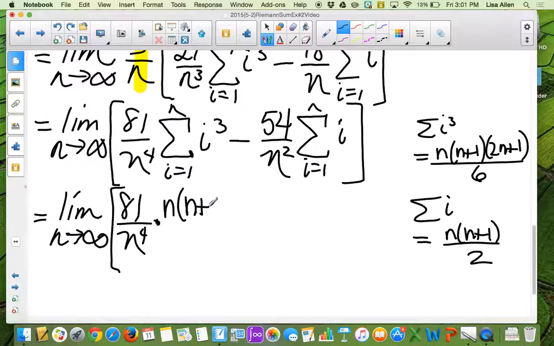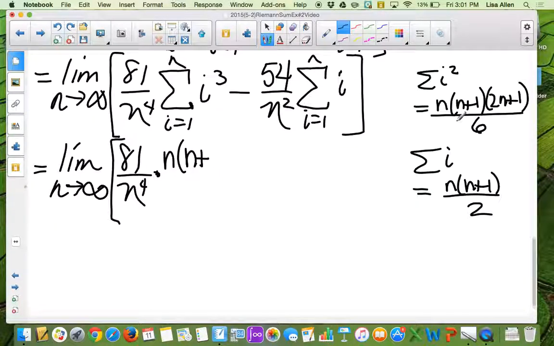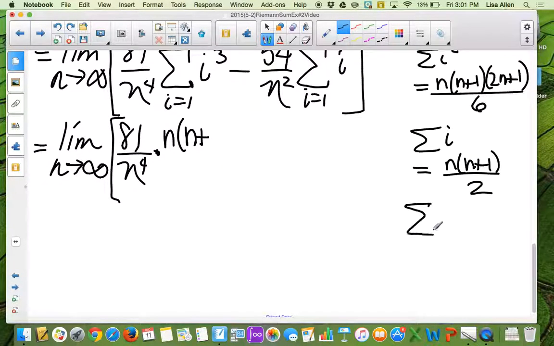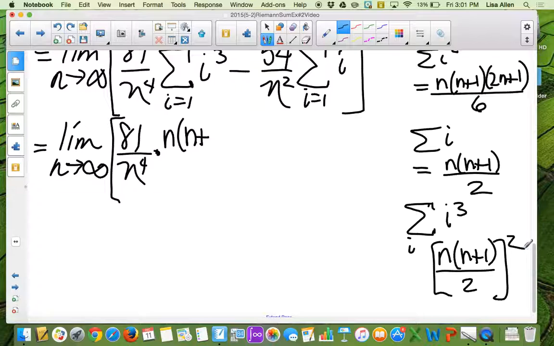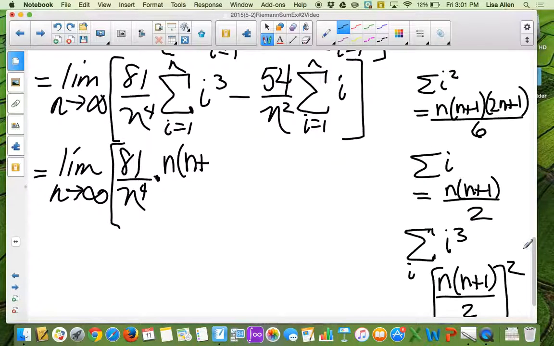Oh, you know what, that's not right, let me go back, crazy math teacher. Here, this is actually i squared, right? That you have the summation of i cubed. It's all right, you're in a hurry after school. So the summation of i cubed is actually n times n plus 1 over 2, and then that would be squared. So let me go back to fill that in.